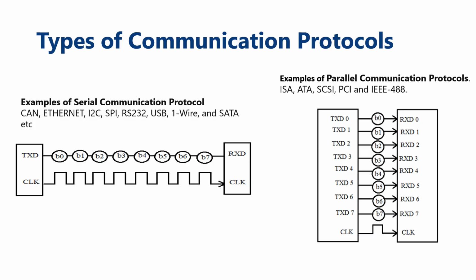Types of communication protocol: serial communication protocol and parallel communication protocol. Examples of serial communication protocols are CAN, Ethernet, I2C, SPI, RS-232, USB, one-wire and SATA. Examples of parallel communication protocols are ISA, ATA, SCSI, PCI, IEEE 488.